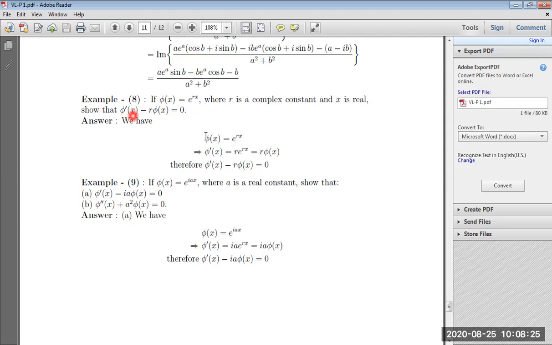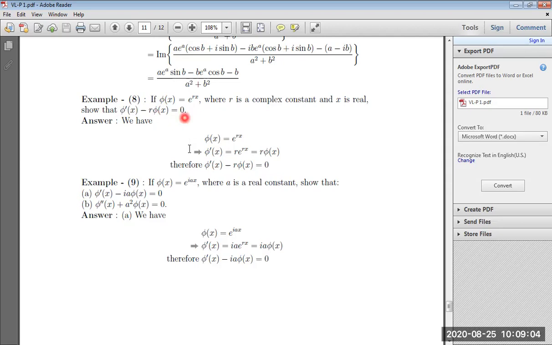So here the given thing is phi of x is equal to e to the power rx. Now take the derivative. So what is the derivative? In an earlier example, we have seen its derivative is r into e to the power rx, right? And what is e to the power rx? It is nothing but your function phi of x. So you will get phi dash x is equal to r into phi x. So subtracting r into phi x on both sides, you will get this expression. Yes, it is very simple to prove that. But the meaning is that this complex exponential function is the solution of such a differential equation.